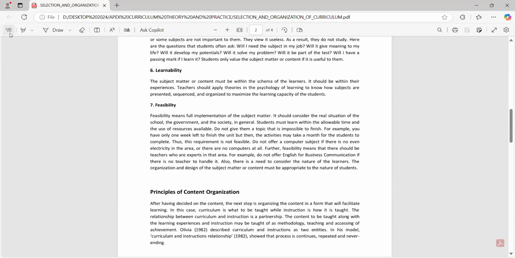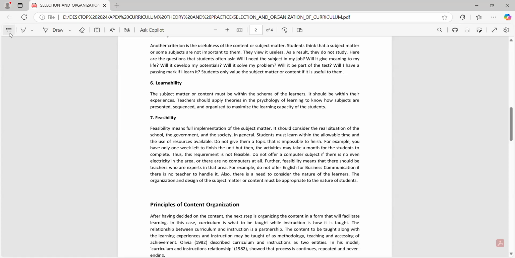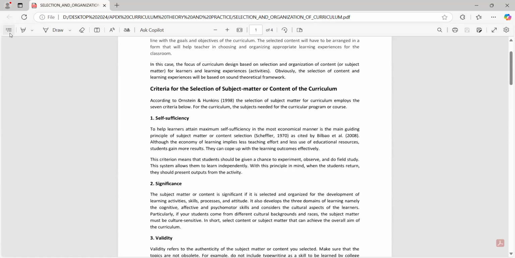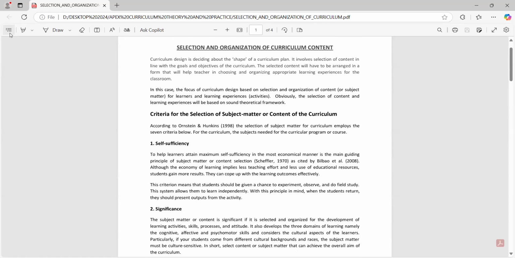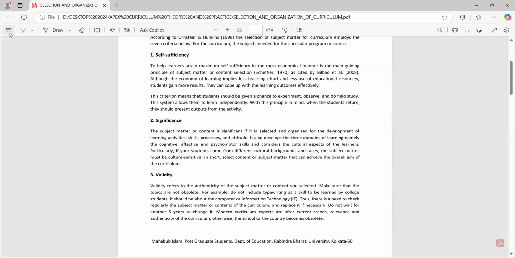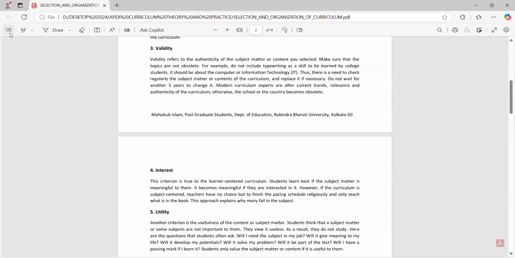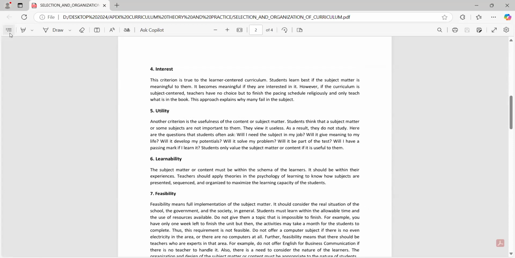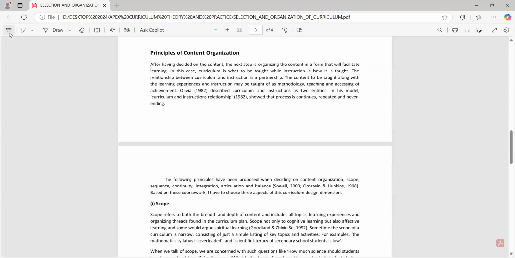So you have to think of feasibility as well when you select the content to be put into the curriculum. Is it clear to you? Yes, ma'am. So they are the 7 criteria of content selection, right? Self-sufficiency, significance, validity, interest, utility, learnability, and feasibility.